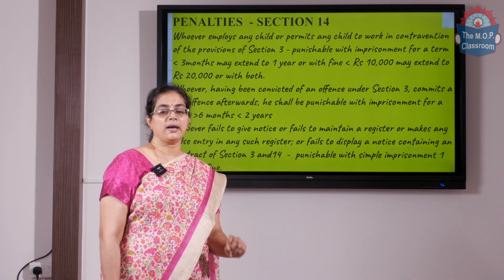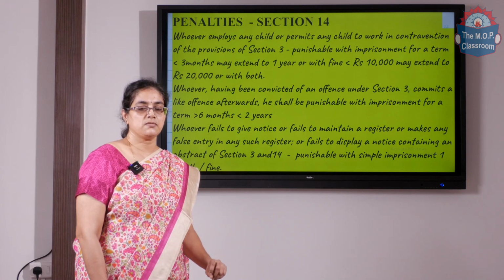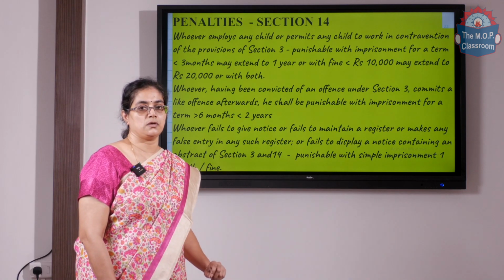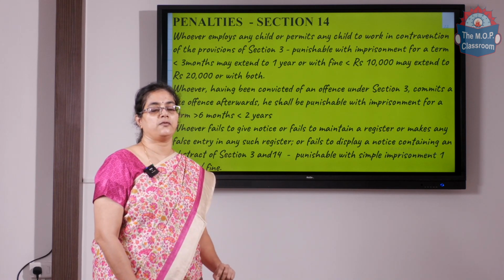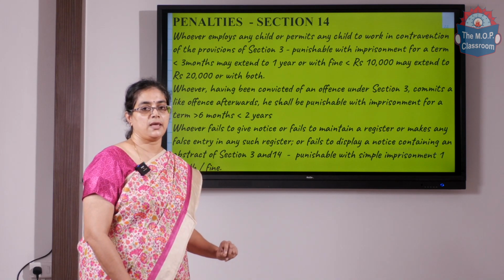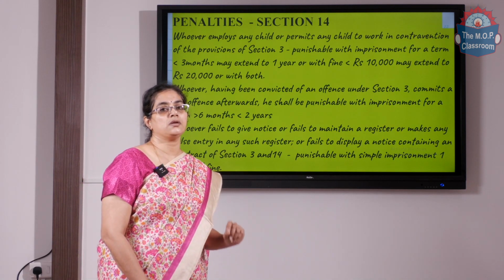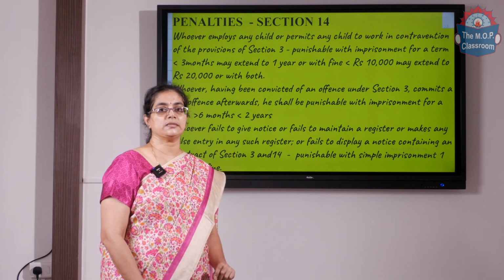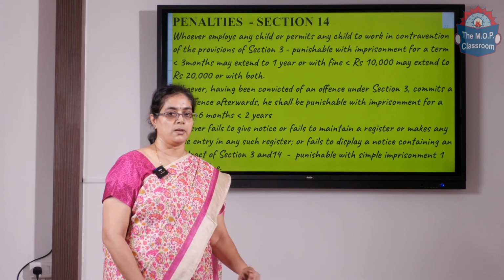In case there are only minor contraventions of the provisions, for example, an occupier has not maintained records, has not sent a notice to the employer, or has not displayed abstracts of Section 3 or Section 14 as stipulated by the Act, these are all minor offences. In case of minor offences, on a case-to-case basis, the Act stipulates that the penalty will extend to imprisonment for a term of 1 month.